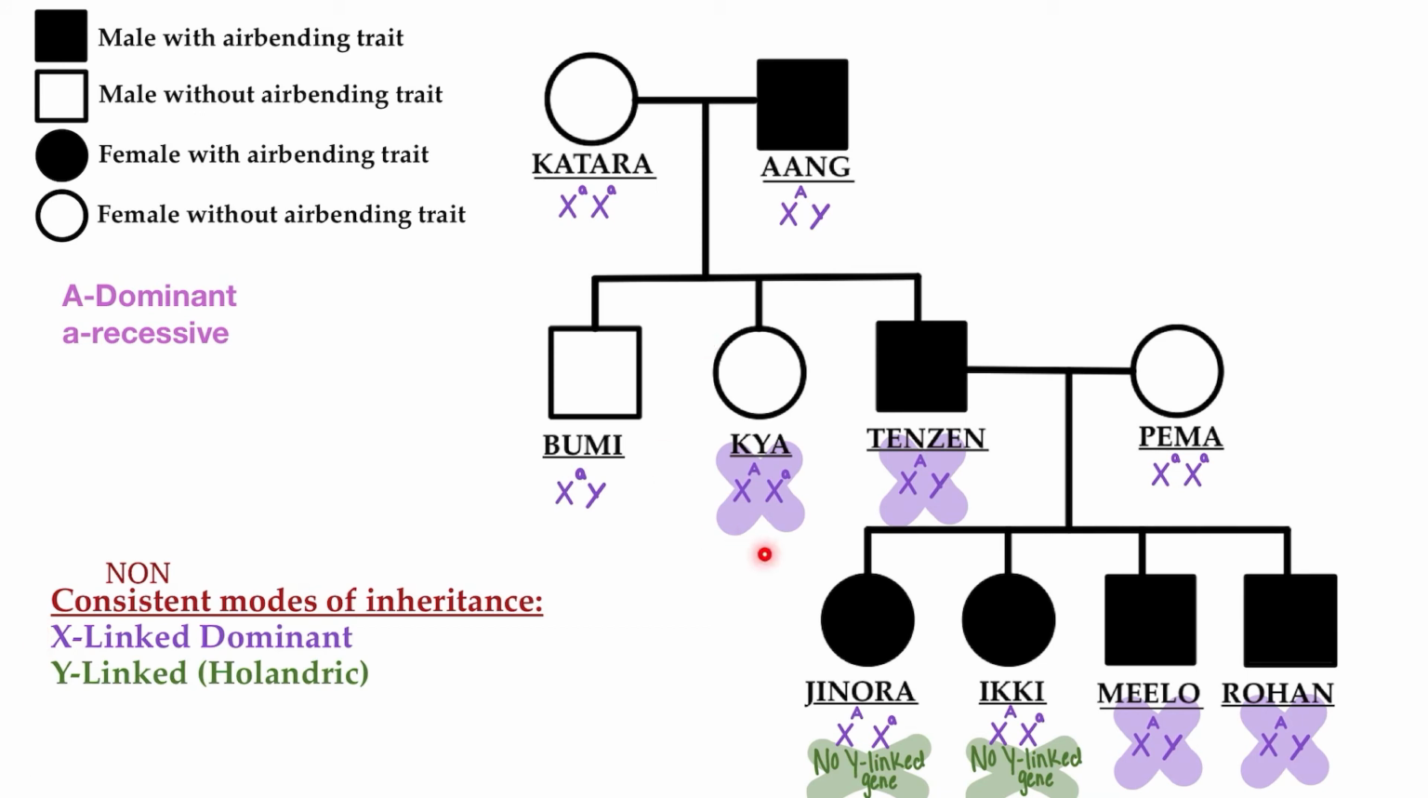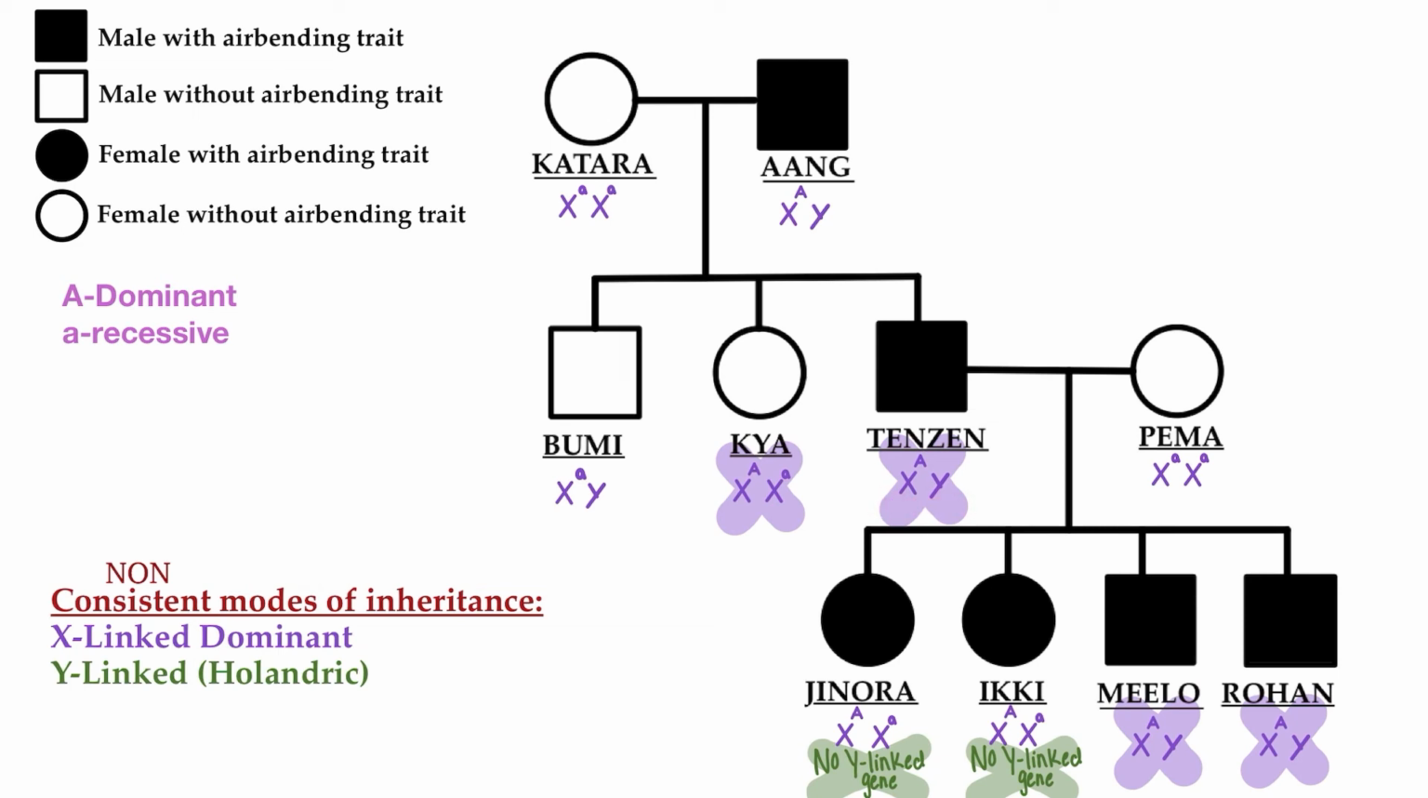So let's look at Kai first. Kai would have gotten her lowercase a, or the recessive trait, from her mother right here. But she would have had to have one of these from her father. She couldn't have gotten the Y from her father because females don't have a Y chromosome. So she would have had to have one from her father. Her father only has a dominant X chromosome. So she would have had to have the airbending trait.